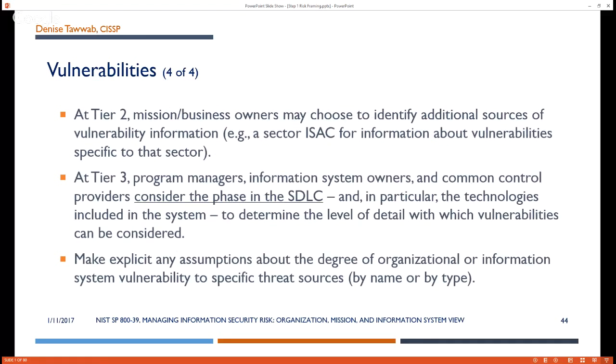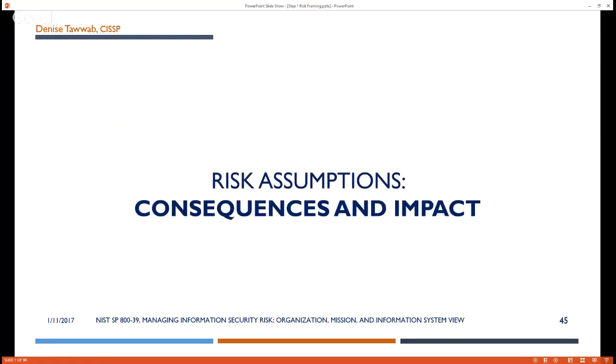Vulnerabilities at tier two. At tier two, mission business owners may choose to identify some additional sources of vulnerability, for example, a sector ISAC for information about vulnerabilities specific to that sector. At tier two, your program managers, information systems owners, and your common control providers will consider the phase in the SDLC, and in particular, the technologies included in the system to determine the level of detail with which the vulnerabilities can be considered, and make explicit any assumptions about the degree of organizational or information system vulnerability to specific threat sources by name or by type. What are we vulnerable to, and why are we vulnerable? That's what happens at the risk framing step.